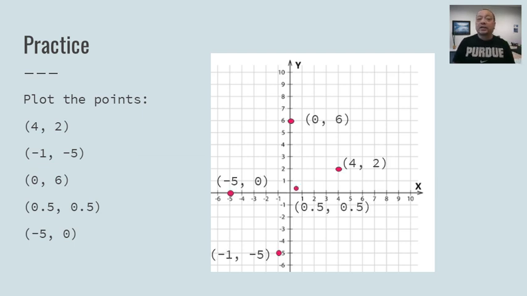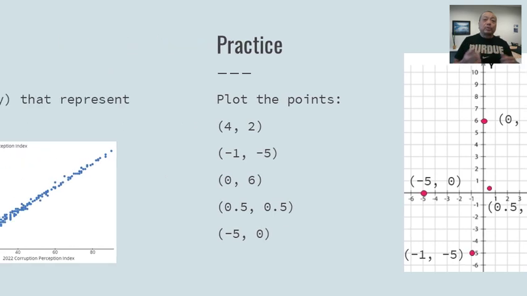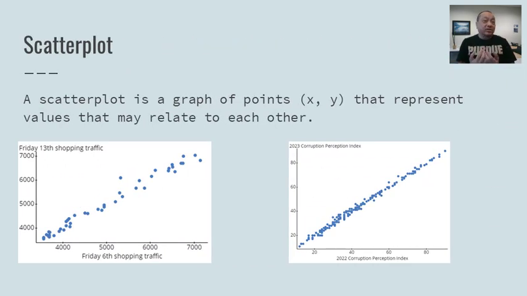All right, here are the points. Now that we know how to plot points (x, y), if we plot a whole bunch of points (x, y) that represent values that occur in some context, it's called a scatterplot. If you've seen research papers that have data, I'm pretty sure you've seen scatterplots. They look like these. Let's do an example.